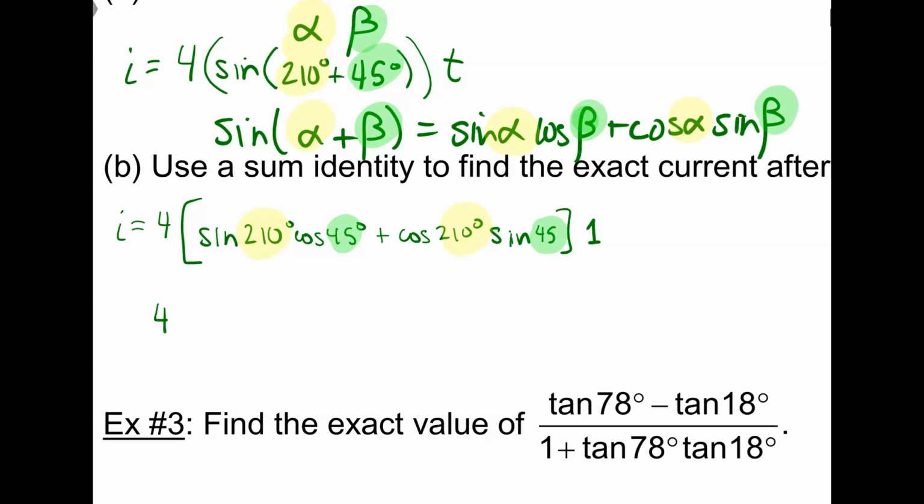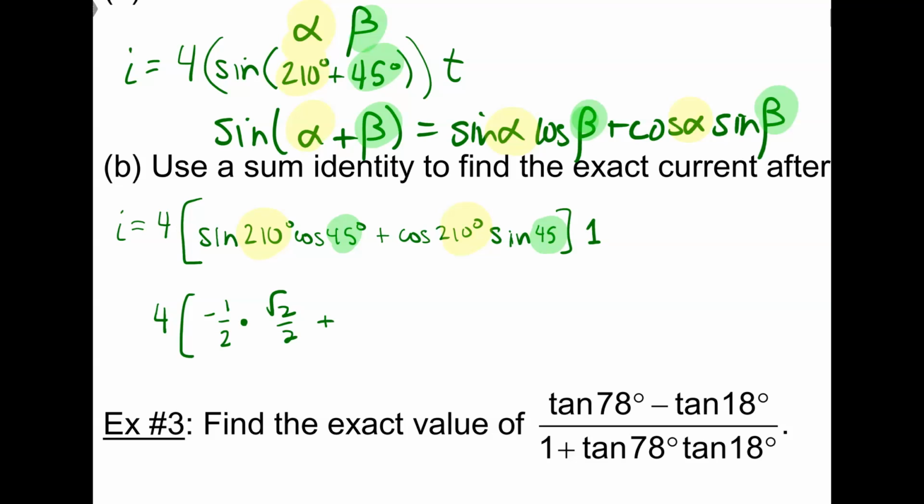So I have 4 times sine of 210 degrees. 210 is 30 degrees more than 180, so I'm taking sine of 30 degrees. Sine of 30 degrees is a half, but I'm in the third quadrant, so it's going to be negative 1/2. Cosine 45, that's just root 2 over 2.